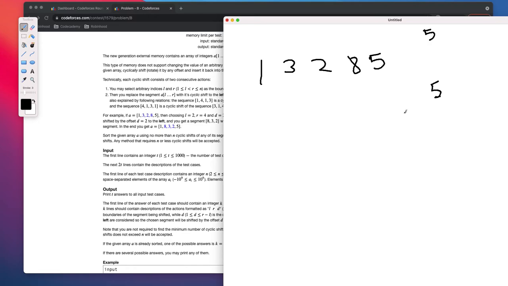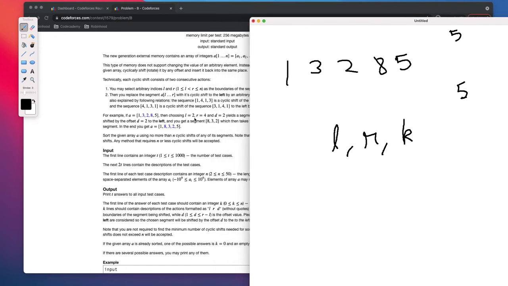And what are the operations? The operations could be, you can provide a left index, a right index, and a value k. Let's say I provide, in this case, L is 2, R is 4, and k is 2. What it means is that we can rotate this subarray from 2 to 4 towards the left side. After we rotate this to the left by 2, our array will be 1 8 3 2 5, and this is one operation.